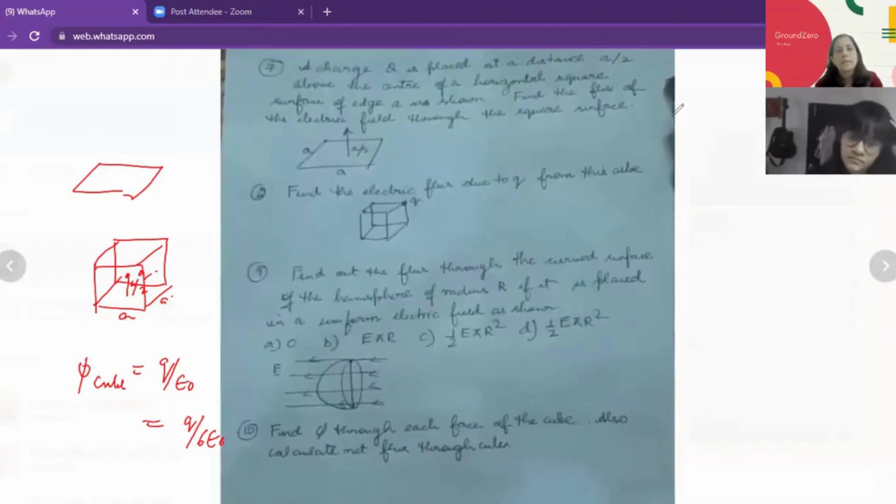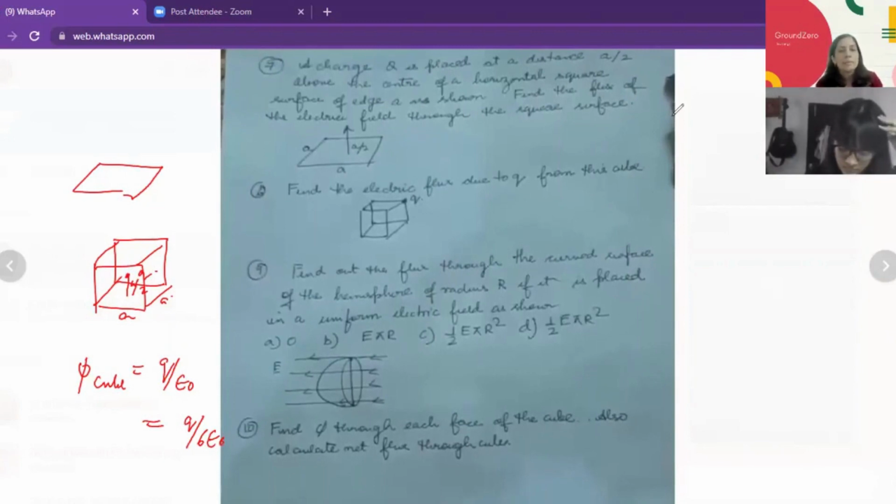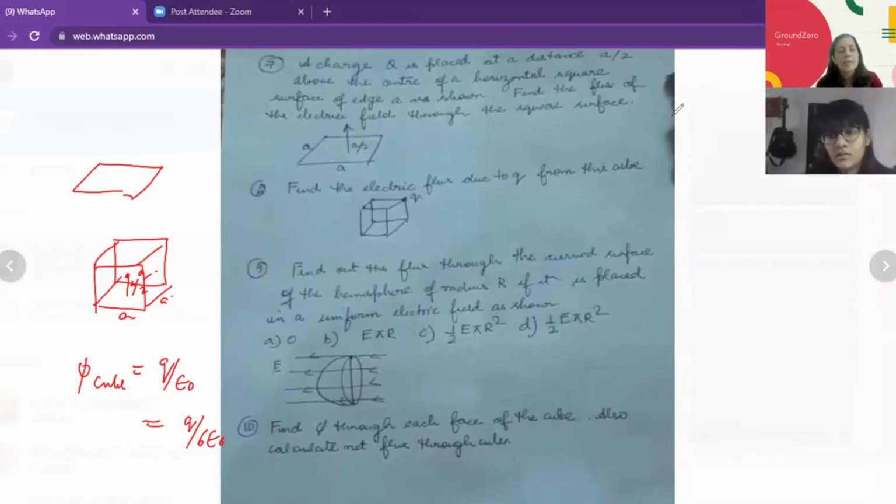Find the electric flux due to the Q from this cube. So the Q is being placed at one of the vertices of the cube. So how will you do that? Q by 8 epsilon naught. So how did you do that?